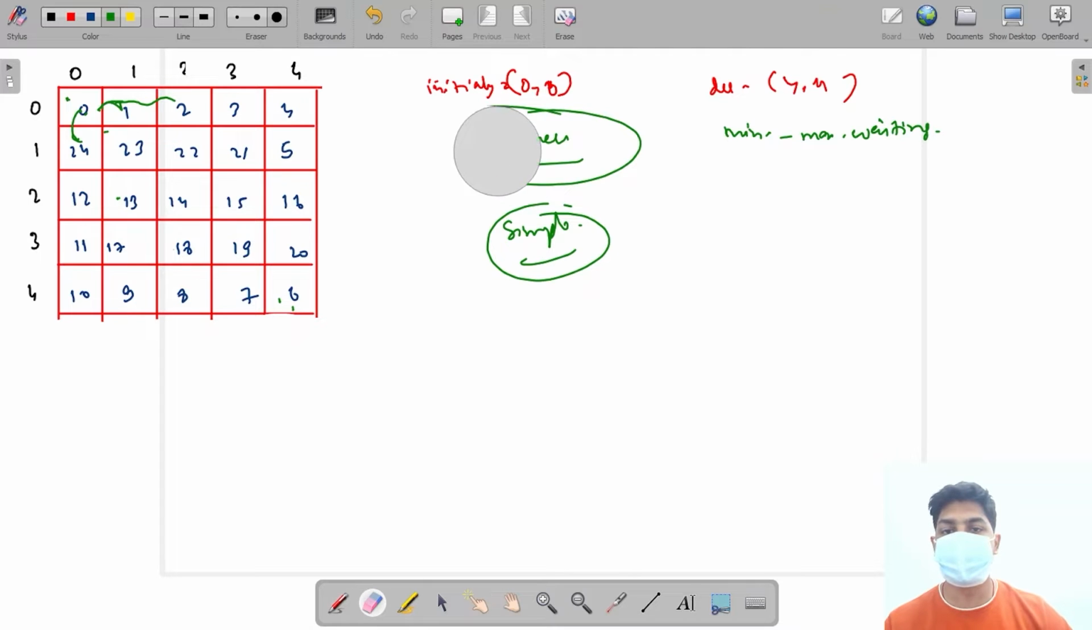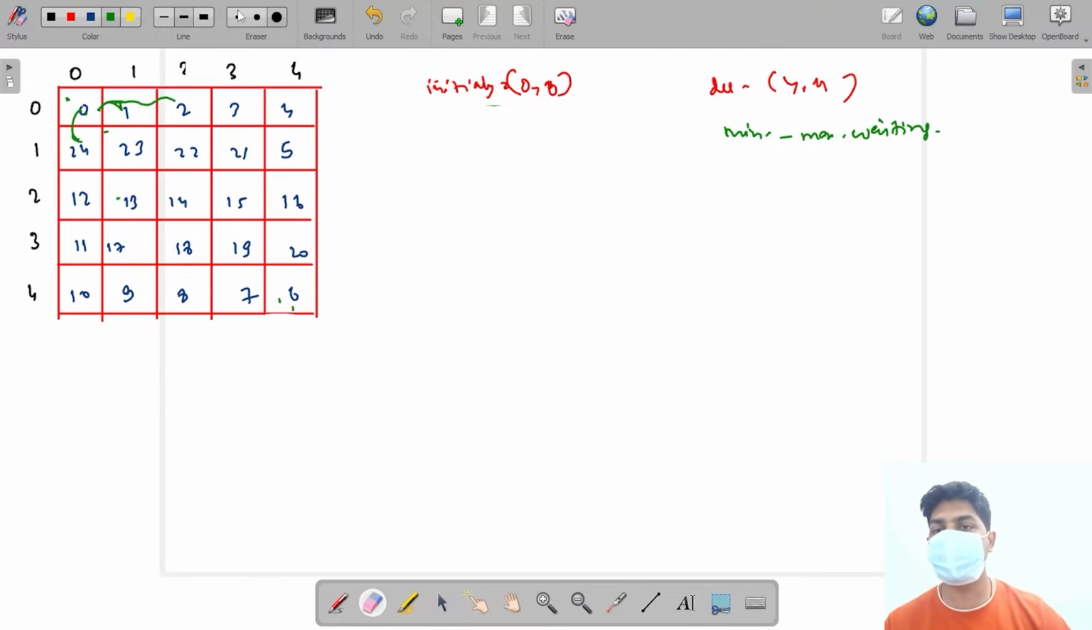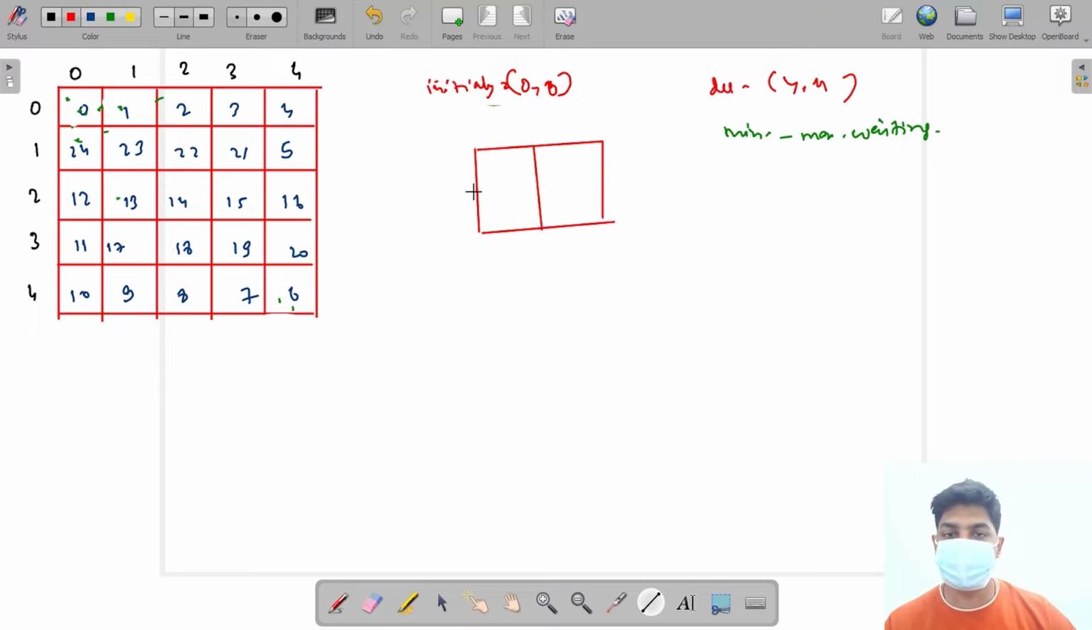Let's take an example to show how a priority queue will help us and a simple queue will not help us in finding the minimum path. Let's consider a sub part of this problem, this matrix. If we have 0 1, 24 23, and we are initially at 0 comma 0, we want to reach 1 comma 1.